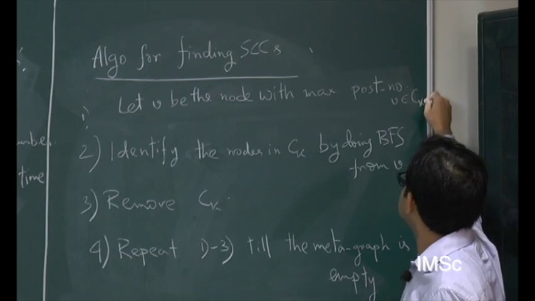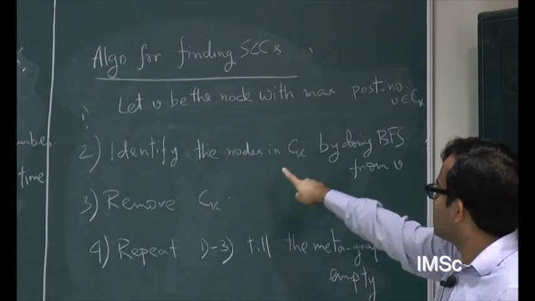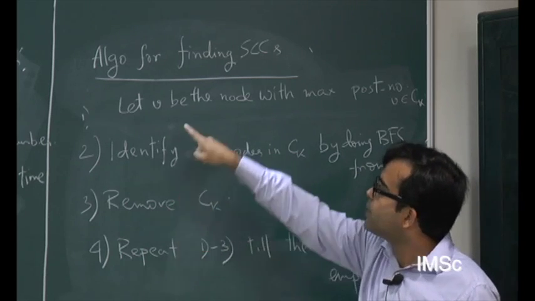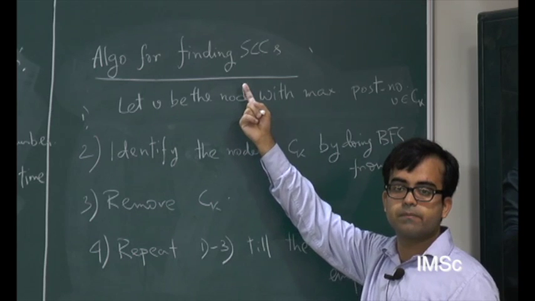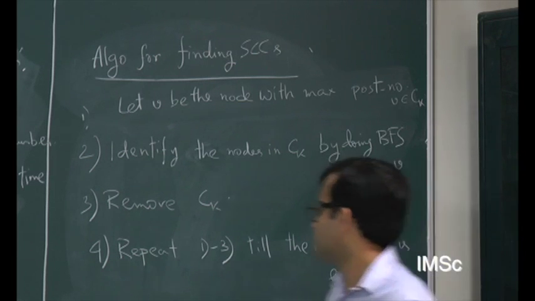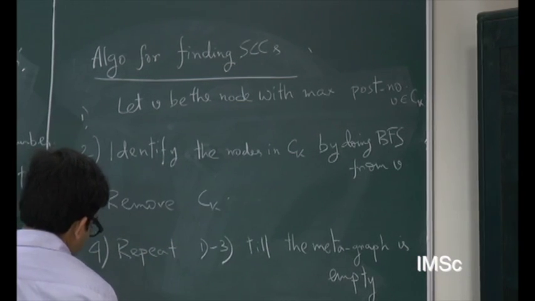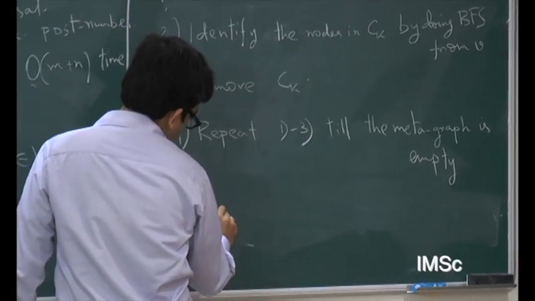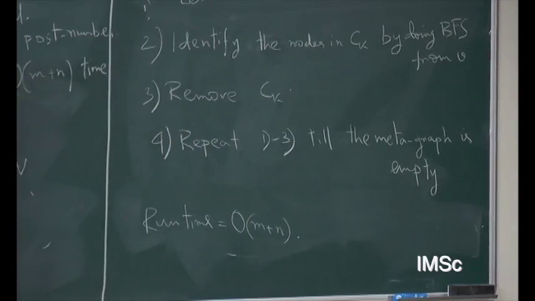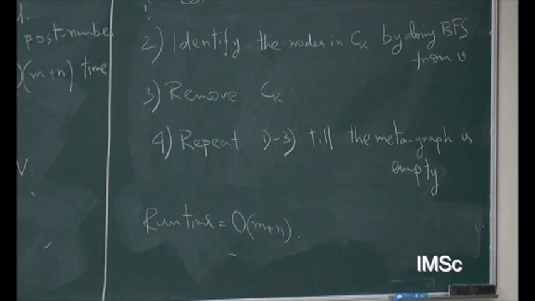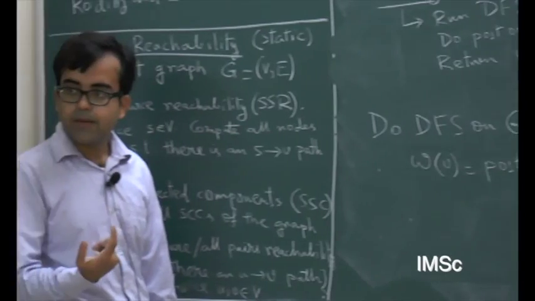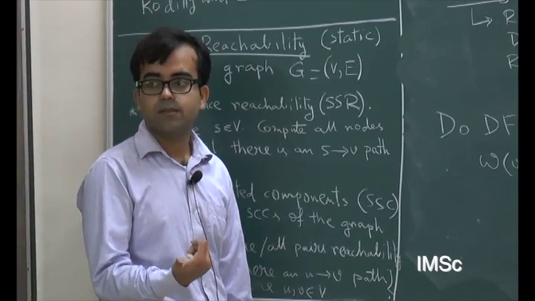You do not know which one is CK. Then you identify the nodes in CK by doing this BFS, remove the edges in CK, and then in the remaining graph again let V be the node with maximum post number. This will give you the total running time of O of m plus n. So you're basically finding a sink in G and not a source in G. It's the same thing, right? It's a source in GR, which is a sink in G.